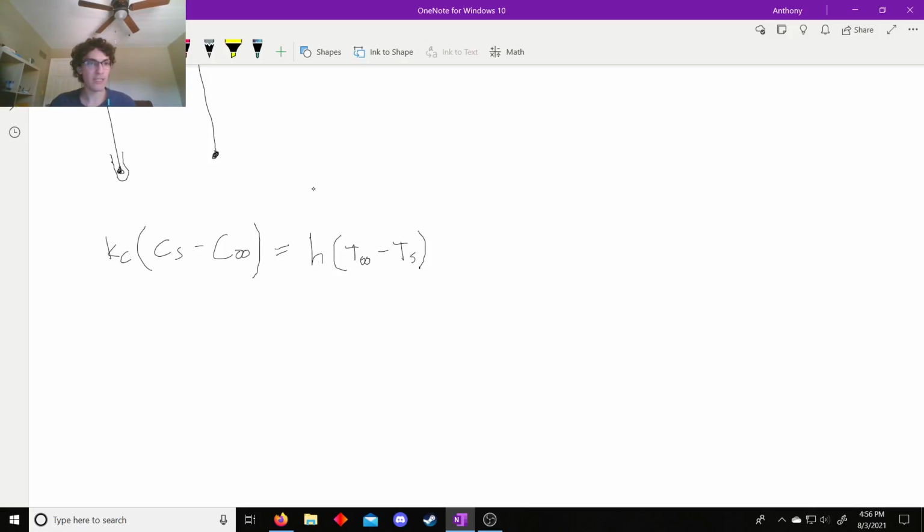And one more thing we need to add in here, this is, again, a mass flux, and we need to convert this to heat. So the way we're going to do that is we're going to multiply by this lambda, which is the heat of vaporization of water. And that is going to be what relates these two together.